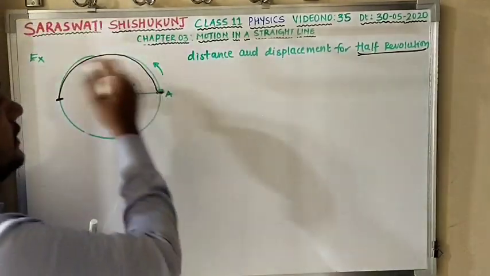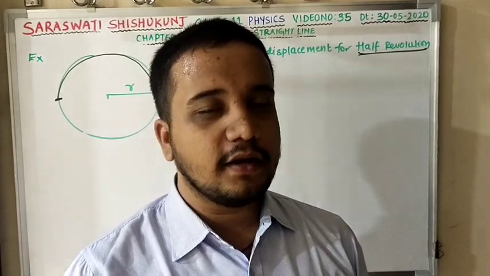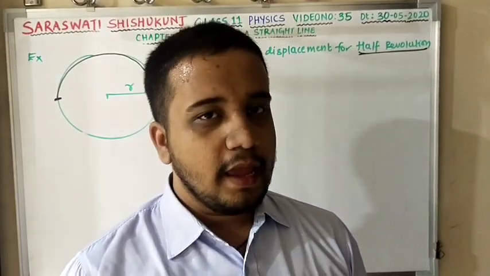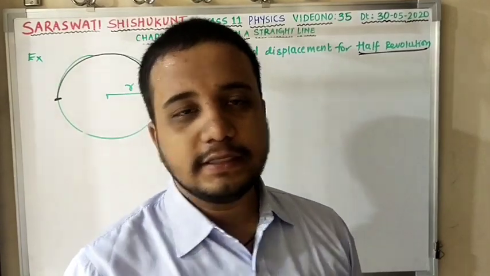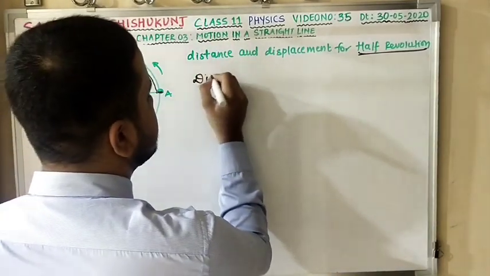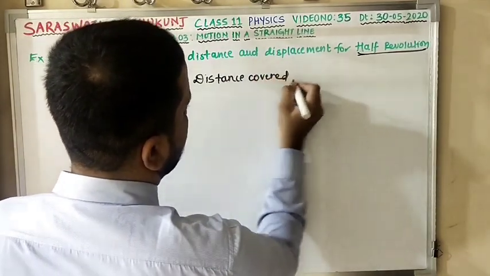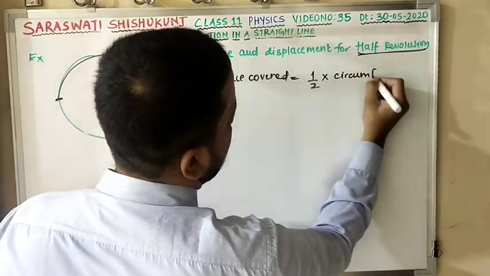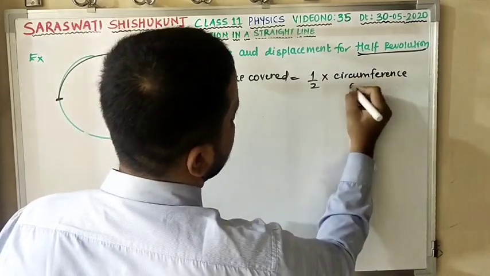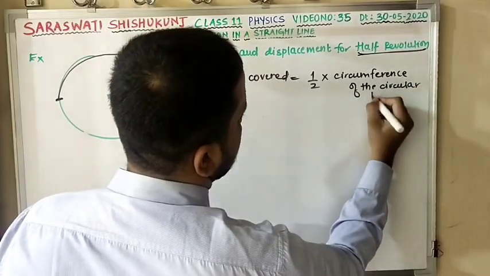Now simple. For distance, what are you able to do? You know the circumference of the circle? That is 2 pi r, that is for the total circle. But this is half revolution, so what will you do? Half for the distance. So here you can write that distance covered is equal to half into the circumference of the circular path.